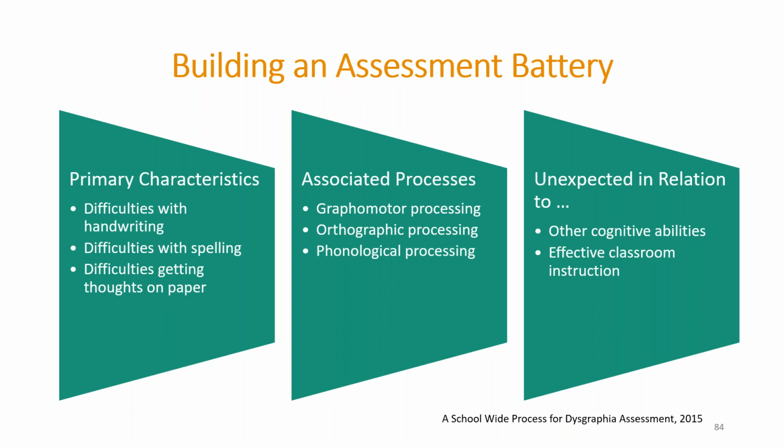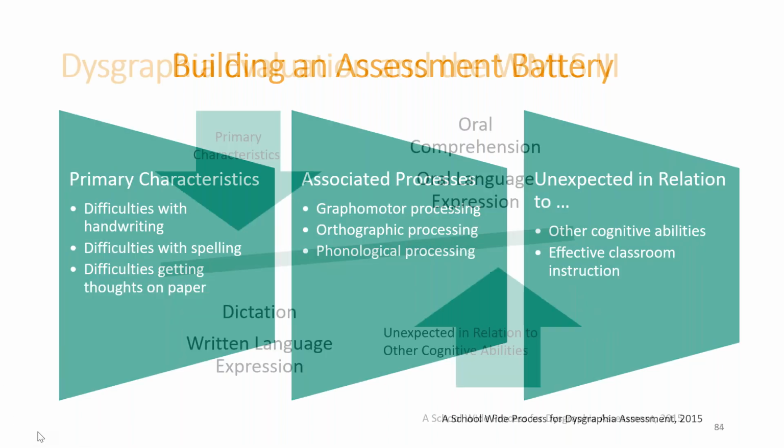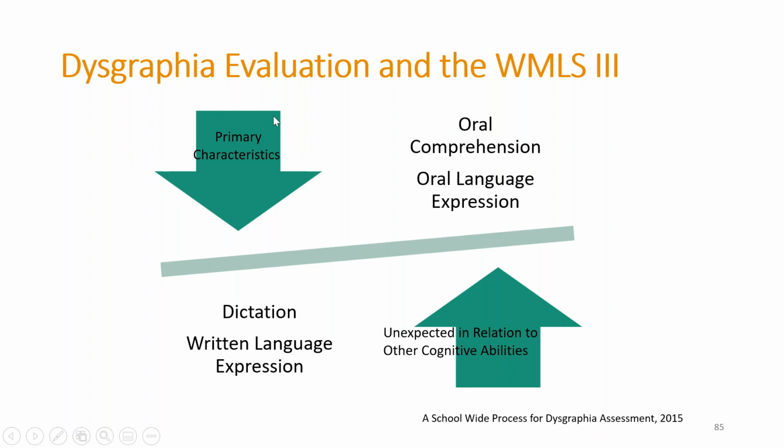Now, we're talking about difficulties with handwriting. It's more than just having fine motor issues. That is not a cause of dysgraphia. It's more language-based, and really having issues getting those thoughts on paper, not due to fine motor skills. We do have to look at graphomotor processing, orthographic processing, and phonological processing. So those are the associated processes. And then performance has to be unexpected in relation to other cognitive abilities and effective classroom instruction.